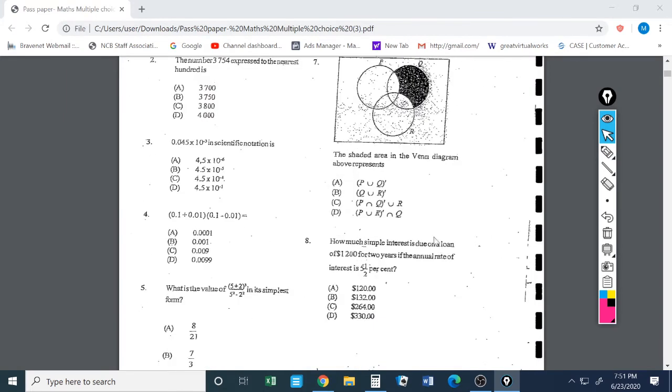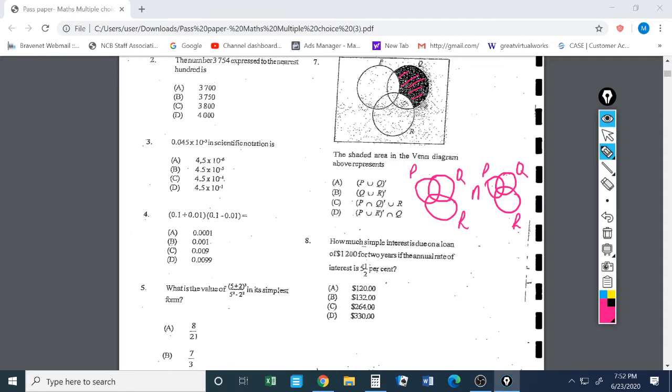Cool. Number 7. It says a shaded area in the Venn diagram above represents. And so if I really wanted to get this area here, I would actually let's just draw these three here and have P, Q, and then this one would be R. And I would have it intersect another one. And I would really want it to intersect just Q only, because that's how I would want to end up with this shaded region here alone.